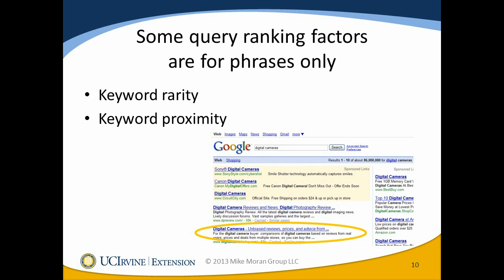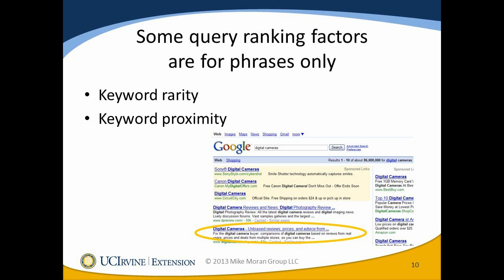Now we started to talk about this a little bit with the last slide when we talked about keyword proximity. Some of these query ranking factors are only for phrases, only for multi-word keywords. We talked about how with keyword proximity, they're looking for digital and cameras close to each other. We needed to talk about that on the last slide to explain content theme. But there's another one that's helpful as well, which is keyword rarity. You sometimes hear these things also called term rarity or term proximity.